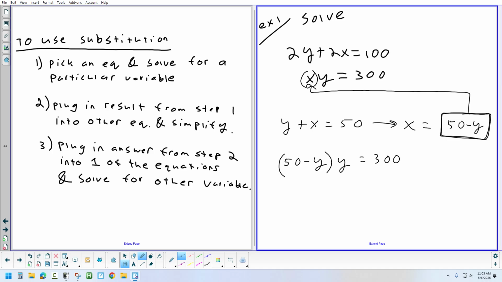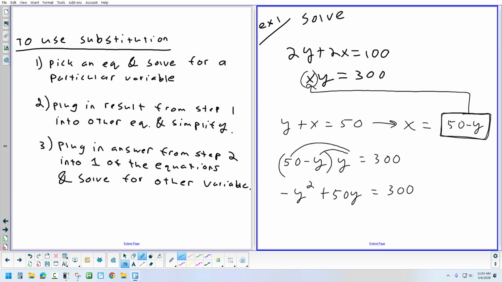And Elise, what do I have to do with this y that's on the outside of the parentheses? Distribute. Yep. And can you tell me what we get when we distribute it? 50y minus y squared. Yep. I'm just going to put it in that standard order from highest to lowest exponent. So negative y squared, and then plus 50y. But 50y minus y squared is the same thing. And that equals 300.